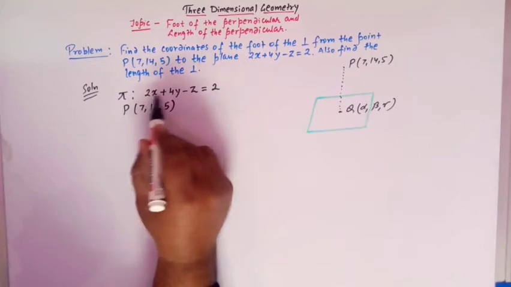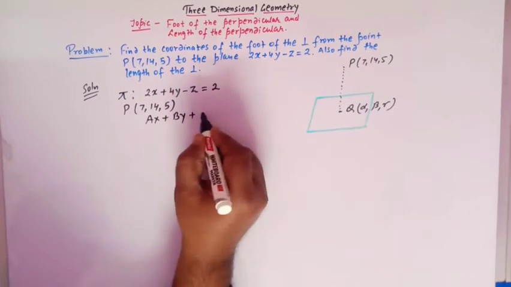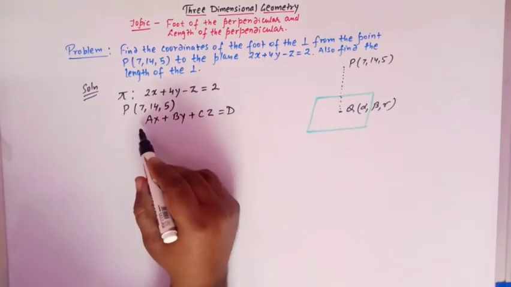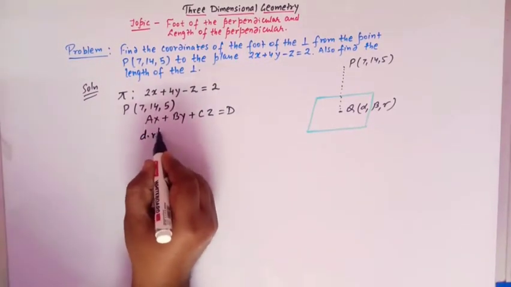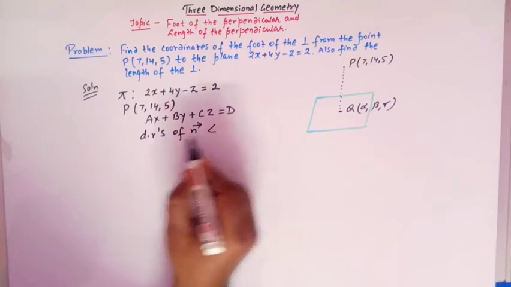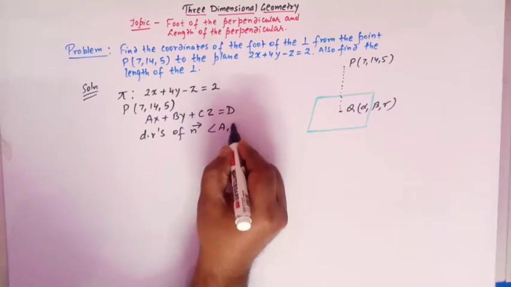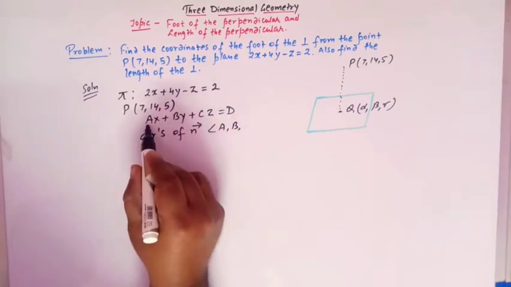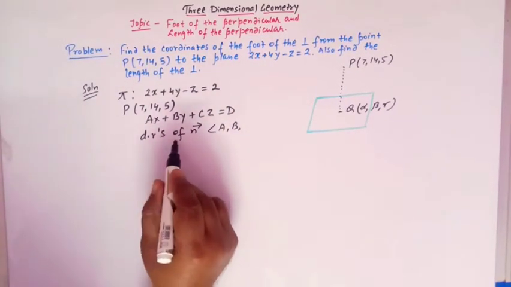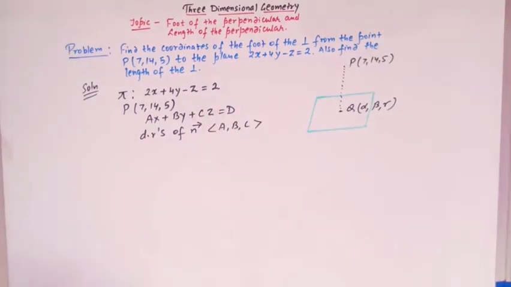Okay, so now what we will do, we observe the equation of the plane. The equation of the plane is given in this form: ax + by + cz = d. Now we know that the direction ratios of the normal to the plane are given by the coefficients of x, y and z. So if the equation of a general plane is ax + by + cz = d, then the direction ratios of the normal to the plane are given by a, b and c.